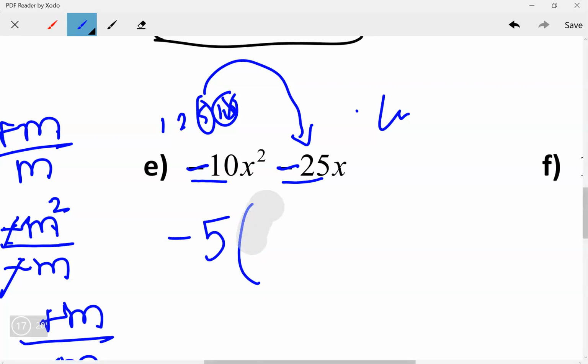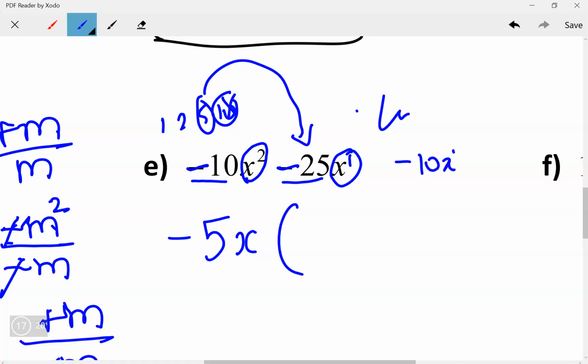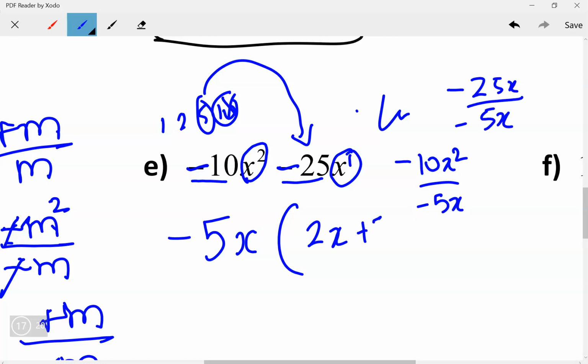But my greatest common factor is not technically done yet because I haven't done the variables, x squared and x to the power of 1. The lower power becomes part of my greatest common factor. Now time for division. Negative 10x squared divided by negative 5x gives me 2x. Negative 25x divided by negative 5x gives me plus 5. Alternatively, if you didn't take the negative out and you just said your greatest common factor is 5x and did the division, you would get negative 2x minus 5.